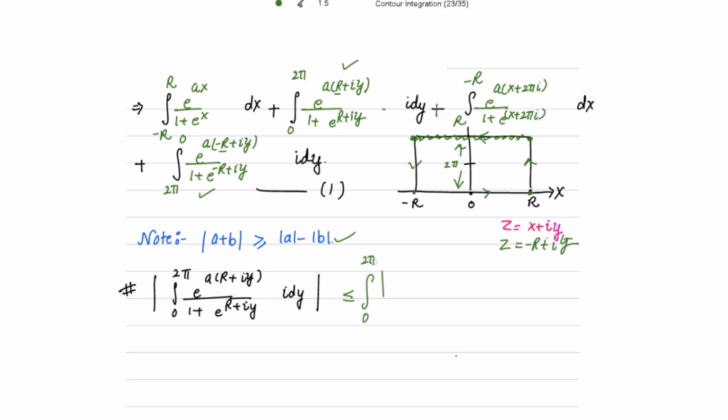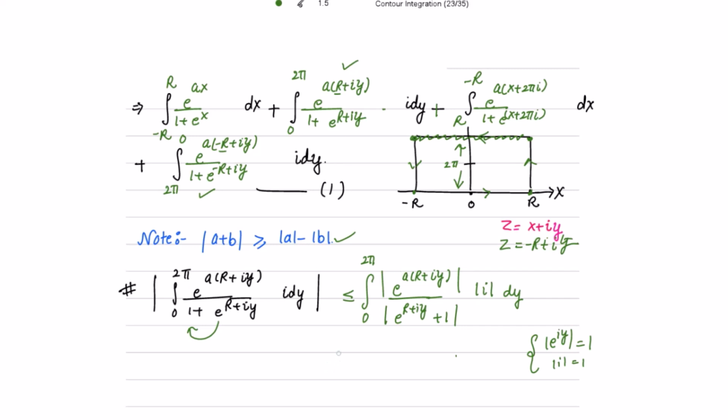0 to 2 pi, mod of e to the power ar plus iota y, over mod of, can I write this in the first place? Doesn't matter, plus 1, right? And then mod of iota dy. Is this clear? Okay, we know that mod iota is 1, and we also know that mod of e to the power iota y is also equal to 1, right? I have already explained this. Please check the previous video. So this is 1.